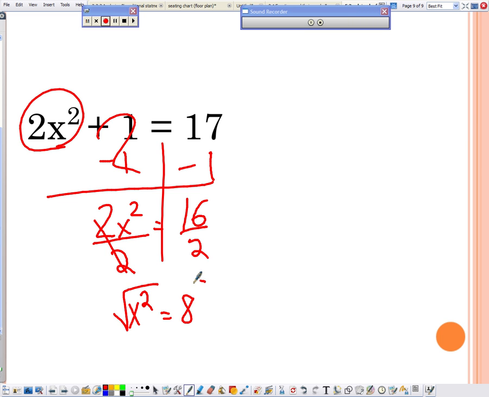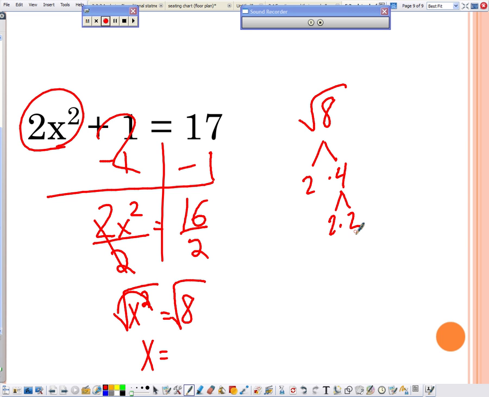Take the square root of both sides. So those cancel. x equals, and remember, 8 is not a perfect square, and we do not want the decimal form of this. So we're going to break it up, 2 times 4, and this is 2 times 2. So for every pair of 2s, we pull out 1, and we have one 2 left inside, and it's a positive and a negative.